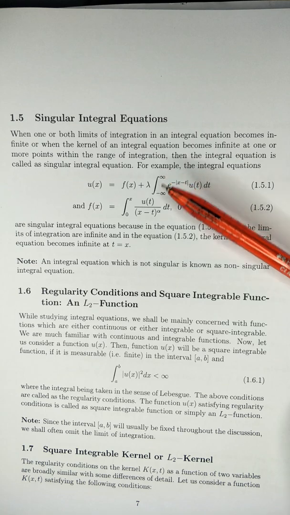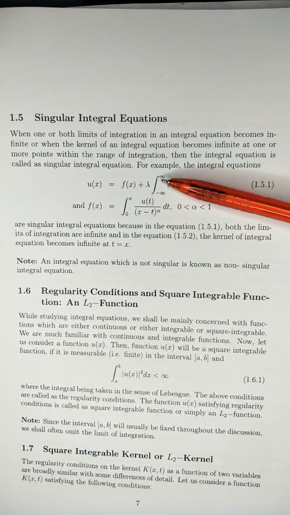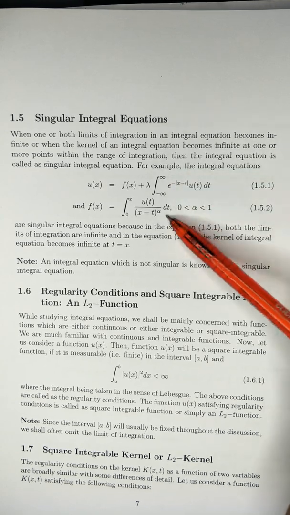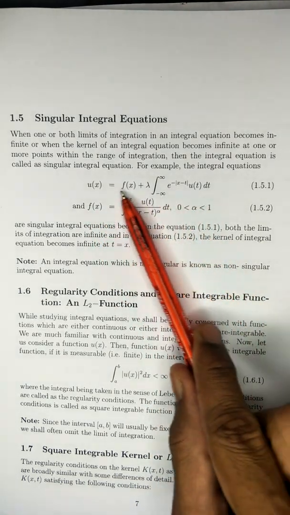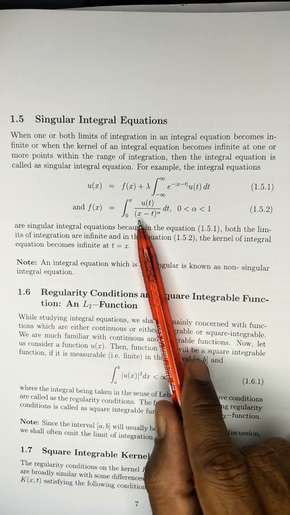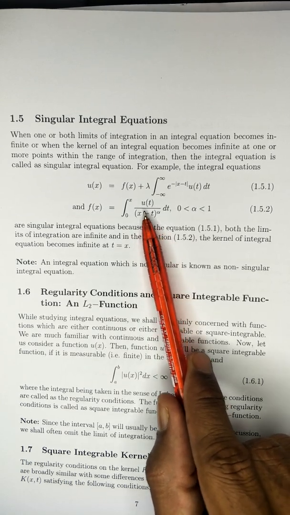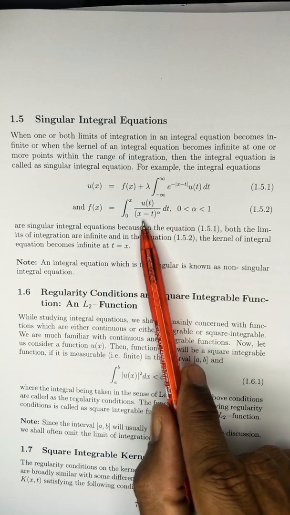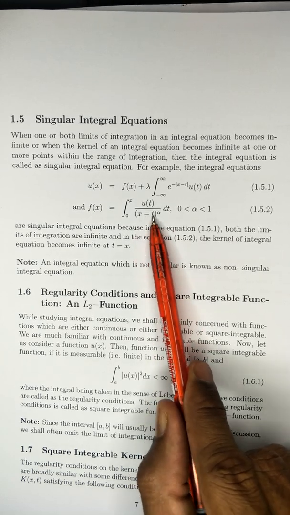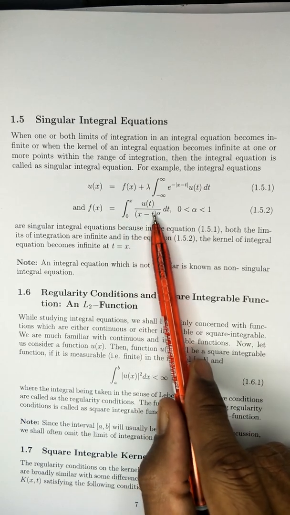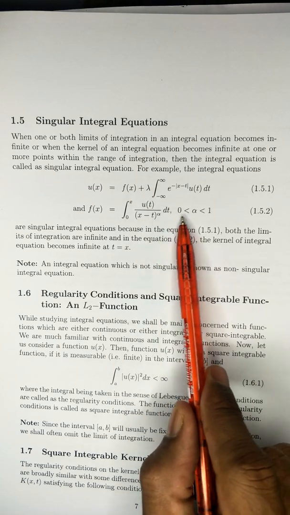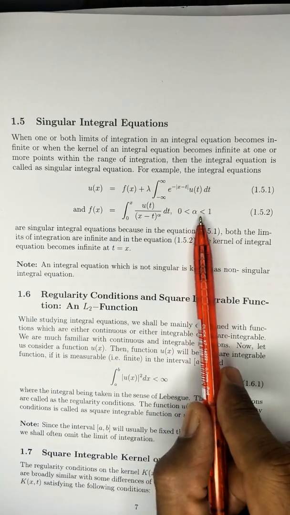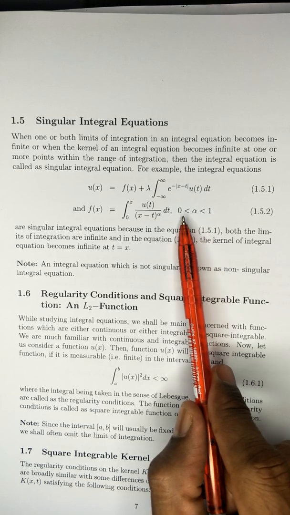So this is an example. If you can see here, both limits of integration are infinite. So this is a singular integral equation. And for this case here, you can see when x equals t, the denominator is 0. So what happens? The whole term blows up. That's why we call it a singular integral equation, for alpha between 0 and 1.